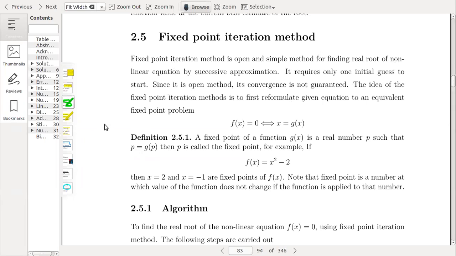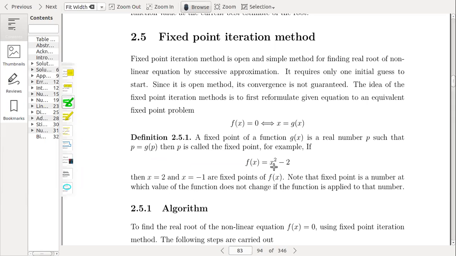So it requires only one initial guess, as compared to the secant method, because the secant method requires two initial guesses. Since it is an open method, it means it is not a bracketing method. So that is why its convergence is not necessarily guaranteed. Sometimes it converges and sometimes it may not converge. So it depends on the reformulation of the given function.